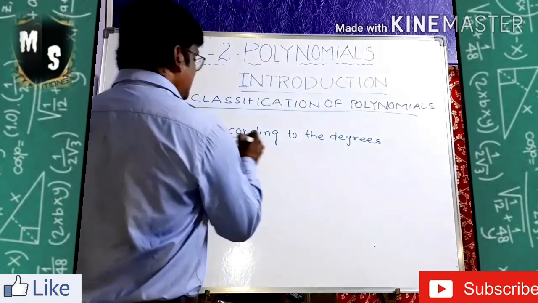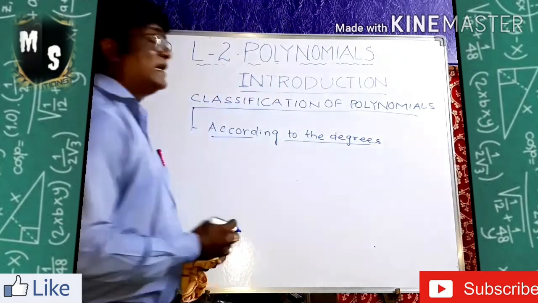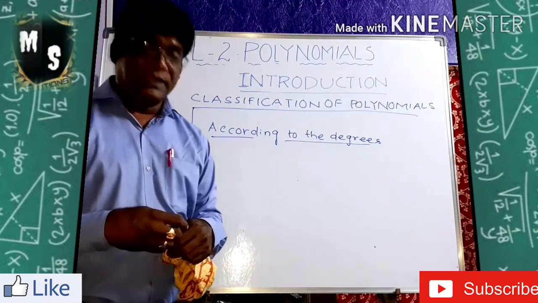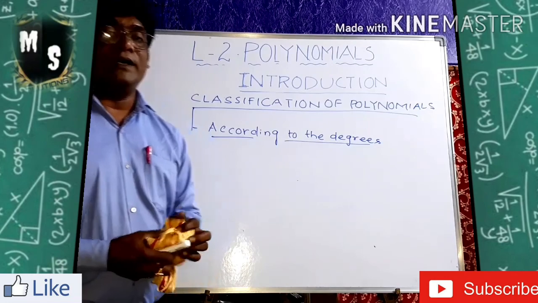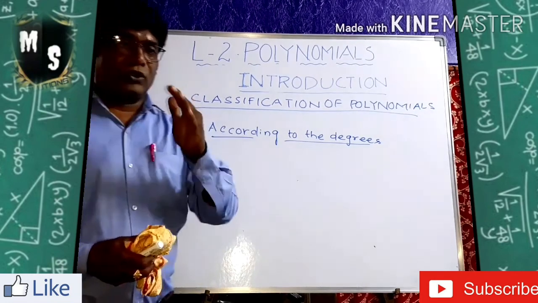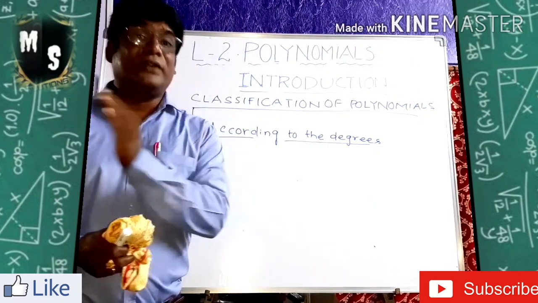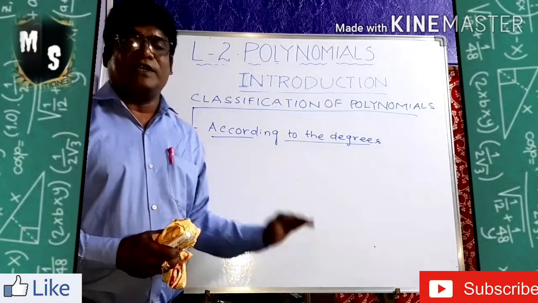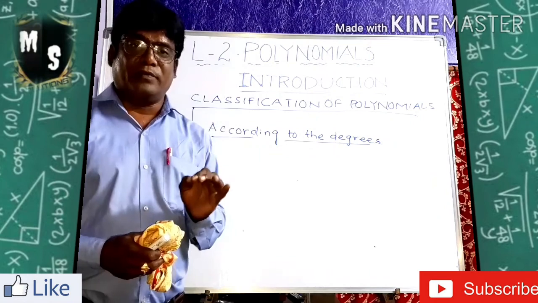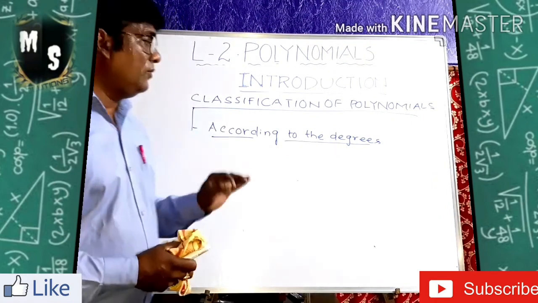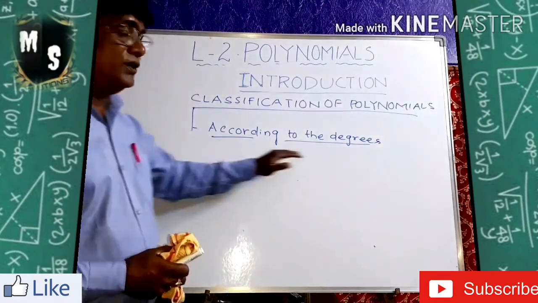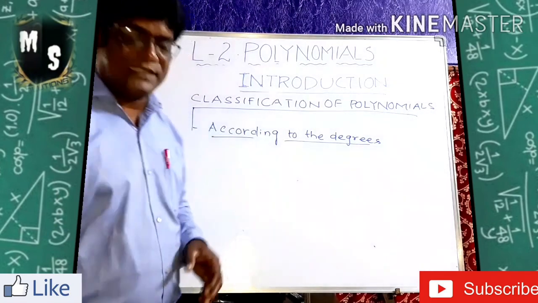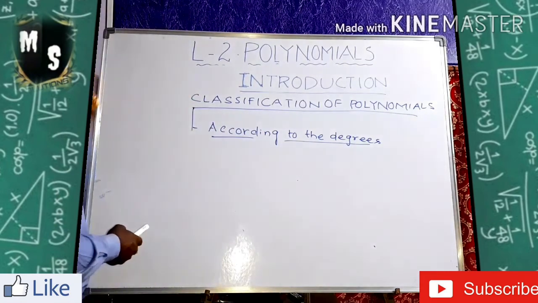Now you see, this is my heading. Polynomials can be classified in two ways. What are they? One is polynomial according to the terms, and the other is polynomial according to the degrees. Polynomial according to the terms, I just explained to you: that is monomial, binomial, trinomial or polynomial. And now we are going to classify them according to their degrees. So let's have some examples for these degrees.